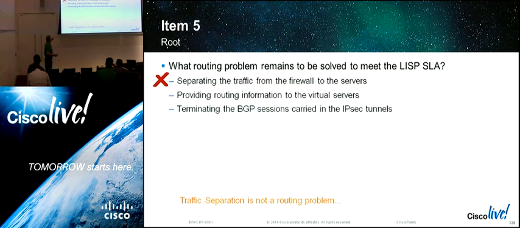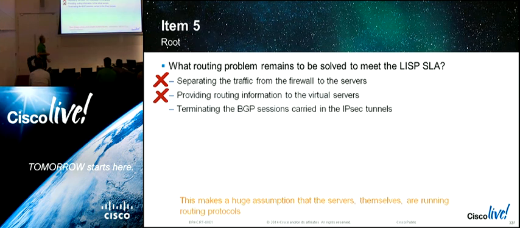Well, do we need to address separating the traffic from the firewalls to the servers? Well, from the firewalls, we know that they could do .1Q. We have switches there. So I wouldn't think that we need to separate the traffic at that point there. Do we need to give routing information to the servers? The servers never said that they were doing routing at all. So there's no basis for thinking I need to extend routing to the servers.